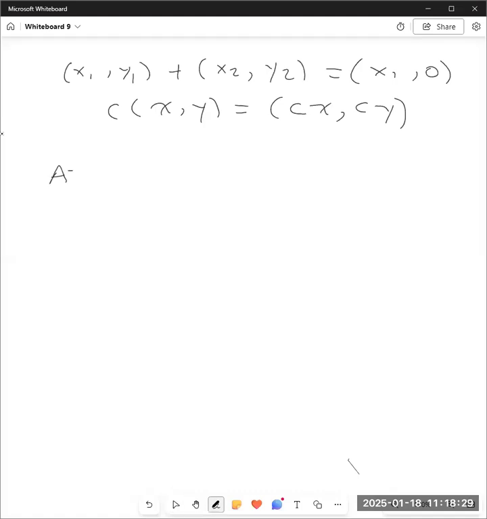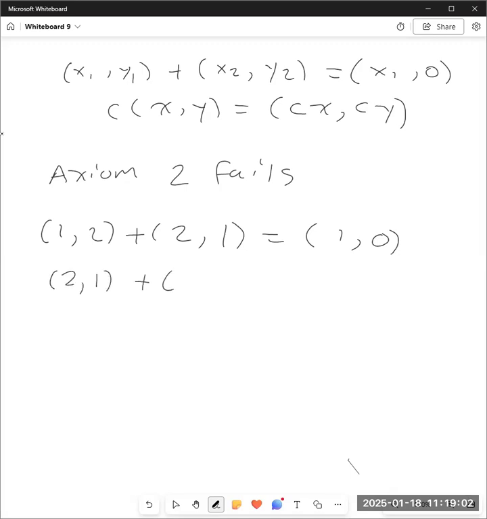So axiom 2 fails. I'm looking for an addition axiom probably that fails, and the order of addition matters here, which violates axiom 2, which says order doesn't matter. So just for example, if I had 1, 2 plus 2, 1, that's going to be equal to 1, 0. But if I switch that around and make that 2, 1 plus 1, 2, that would be equal to 2, 0. They're not equal to each other.